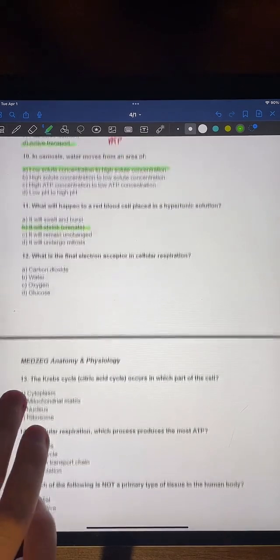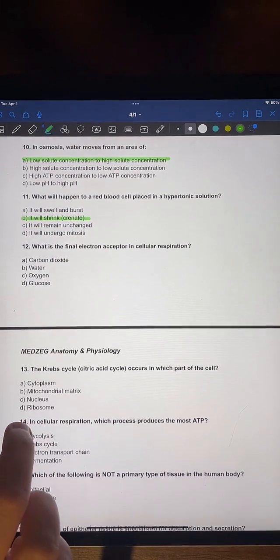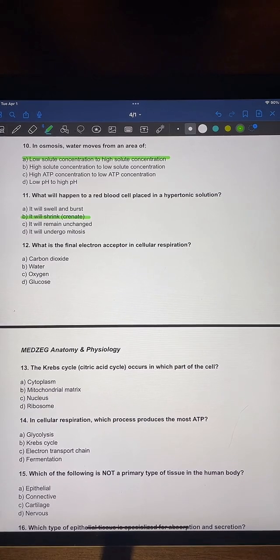Osmosis is not B for number 10, guys. Osmosis is low to high, and it's passive.